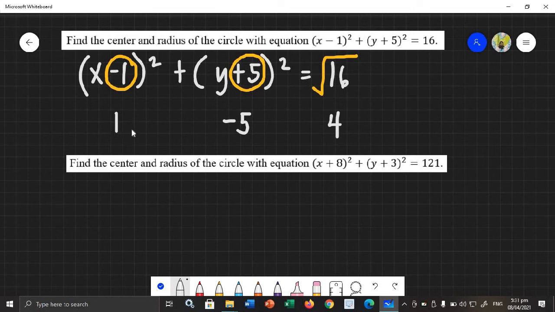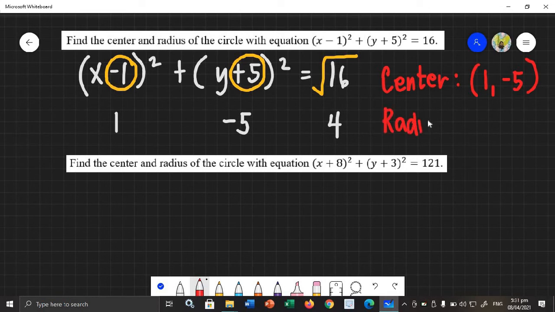Ngayon, here, si 1 and negative 5, that is actually your center. Okay? Diba? Yan na yung value ng center mo. We have 1 and negative 5. Yung square root ng 16 na kinuha natin, yun yung radius ng circle. So, 4. So that's it. That is now the answer. We have 1 and negative 5 as the circle center, and we have 4 as the circle's radius.